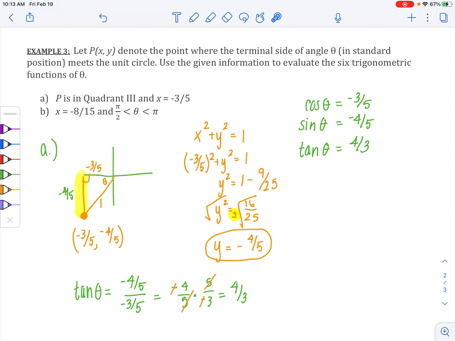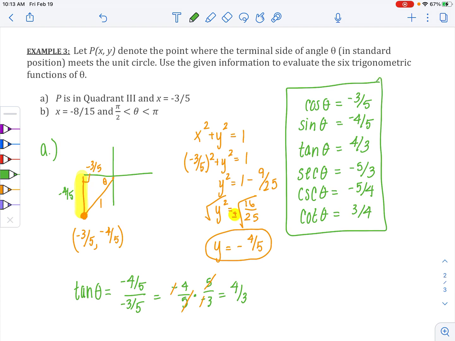Something cool to notice: negative, negative, positive. Well, yeah, because it's in the third quadrant, All Students Take Calculus says tangent should be the only thing positive. Keep noticing this stuff. All the others are the reciprocal. So secant is just the reciprocal, negative 5/3. Cosecant is the reciprocal of sine, negative 5/4. Cotangent, reciprocal of tangent. And notice that one as well is positive.